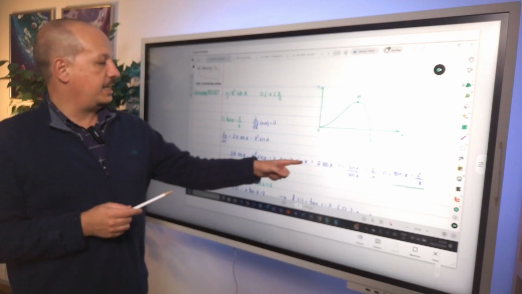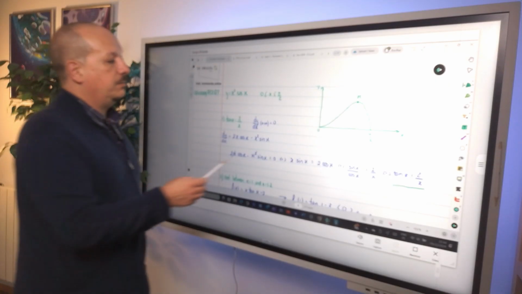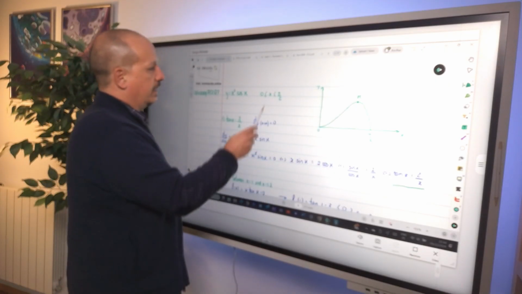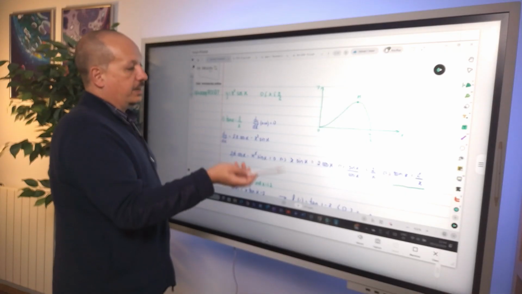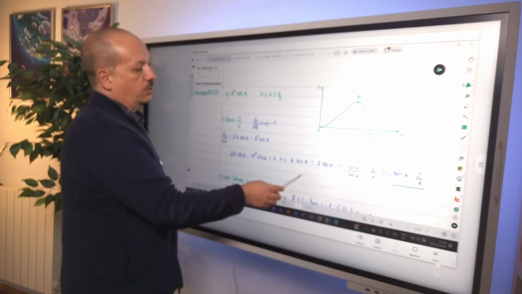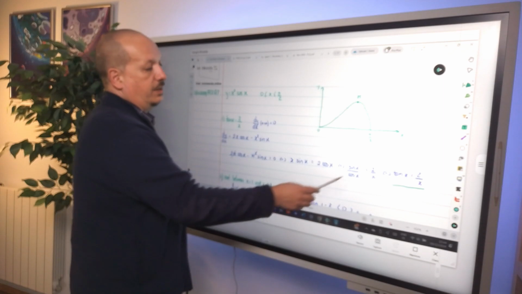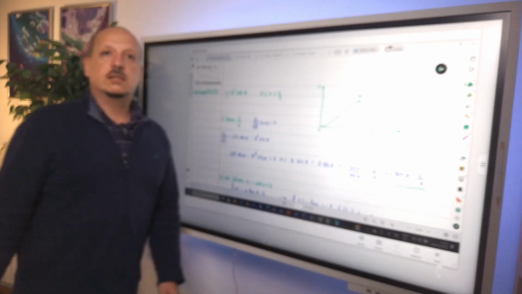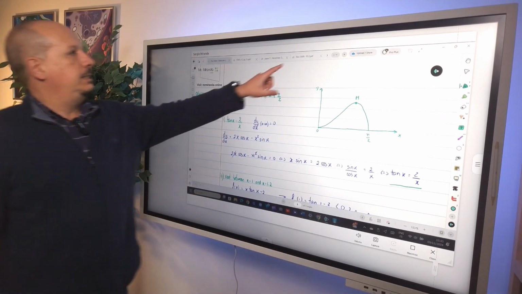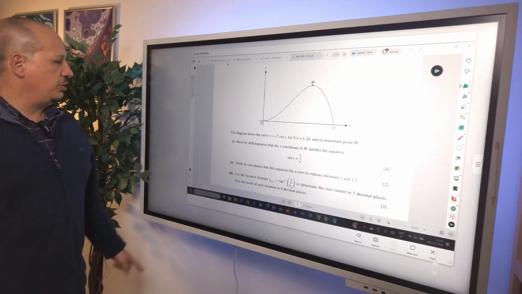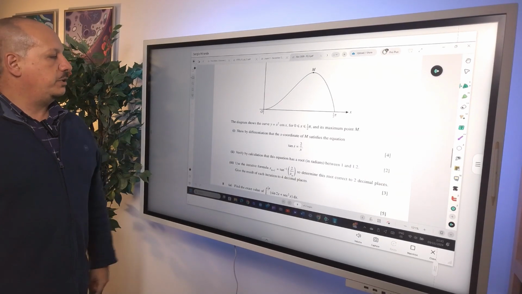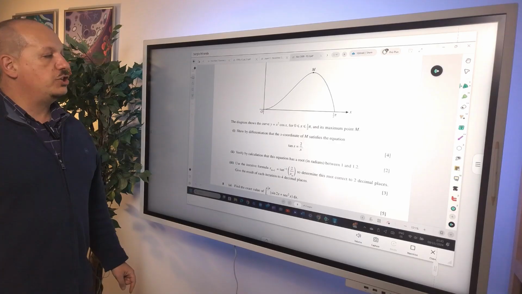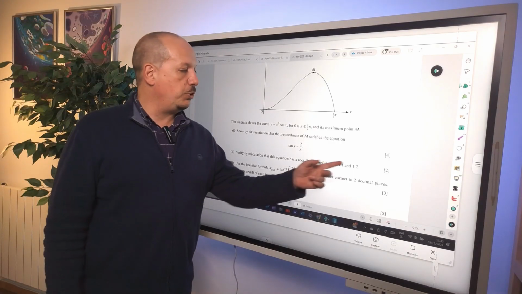Send this to the other side. Then arrange it to get to what I want. Tan of x is sine over cosine, so I send the cosine over here and the x over there, and that's what I get. Then, question 2. Verify by calculation that this equation has a root in radians between 1 and 1.2.